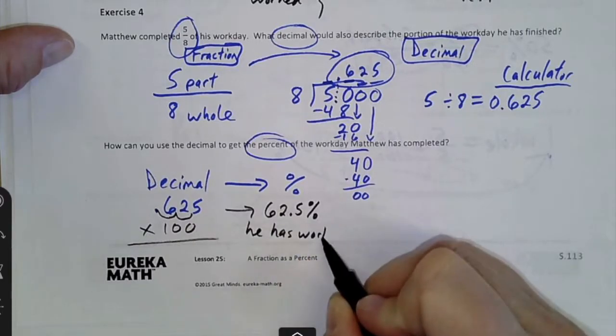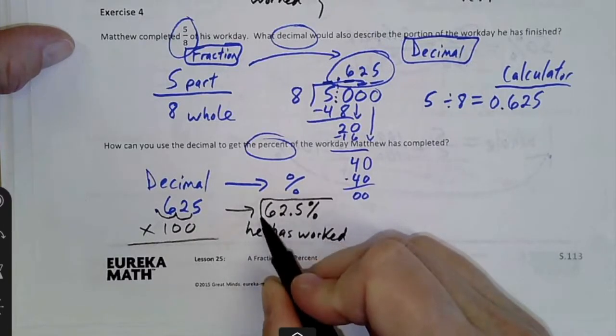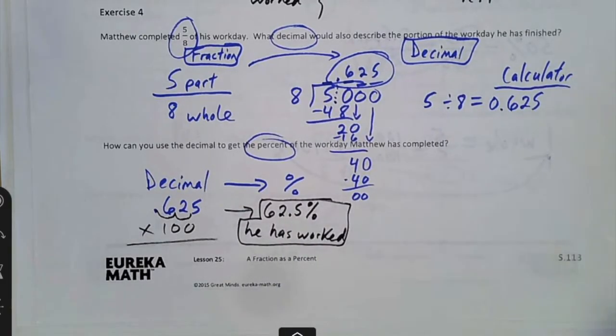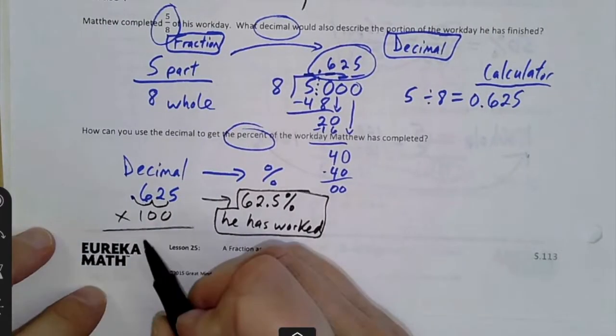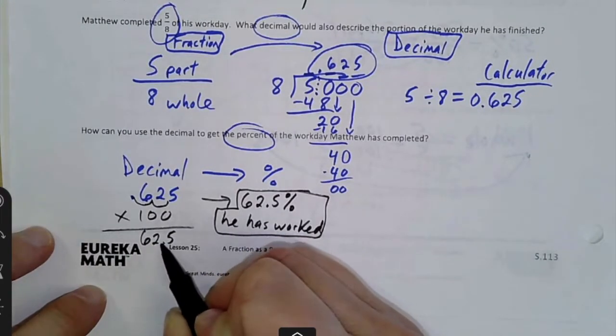He has worked. So how do you change a decimal to a percent? They look a lot alike. You just move the decimal over twice to the right or times it by 100 to get 62.5.